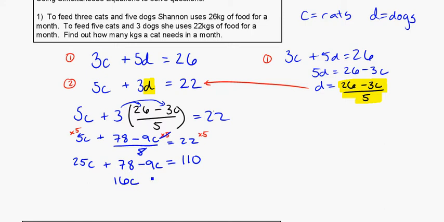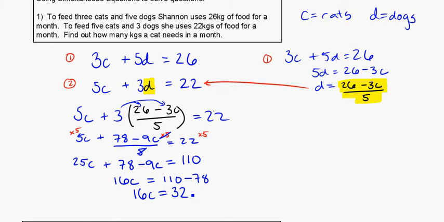And that plus 78, I can actually take that to the other side, 110 minus 78, and think about counting that out if you need to. What is it going to be? 110 minus 78, and we get 32. So 16c is now equal to 32.